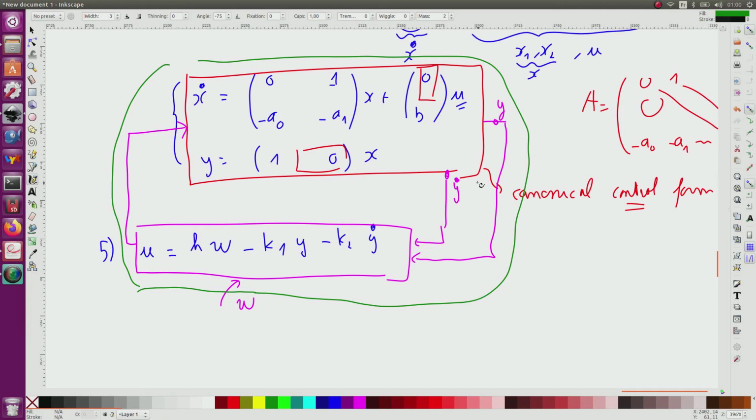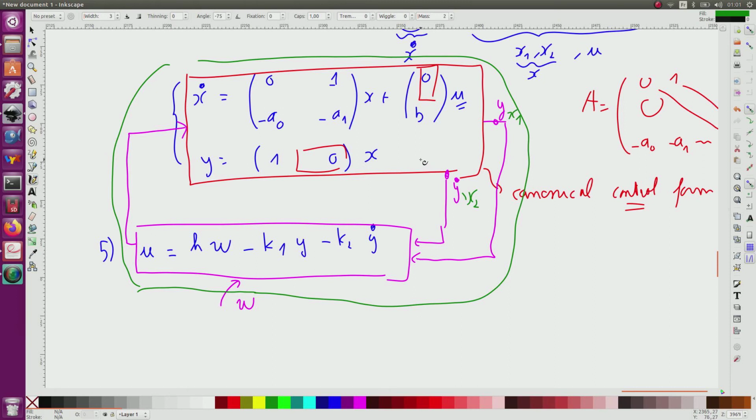Recall that in practice y is measured, but y dot is not measured. I can derive y, but due to the noise, in practice we should not derive numerically the output y. We should directly put some sensors in order to extract y dot. And here y corresponds to a state variable x1, and y dot corresponds to x2. Due to the first equation, x dot 1 is equal to x2.